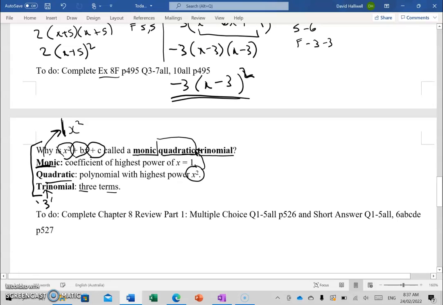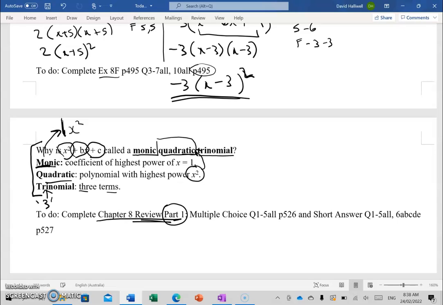Okay, I want you to work on exercise 8F, questions 3 to 7 and 10, all on page 495. And then after you finish that, we're going to do part of the chapter review. I'm going to call it part 1. We're going to do the multiple choice questions 1 to 5, which is on page 526, and short answer questions 1 to 5 all, and 6 A, B, C, D, E on page 527. Can you make sure you write those down, and they will be homework for tonight. So finish off 8F, and then you're doing the first part of the chapter 8 chapter review. Okay. Pause the video so you can copy that down.